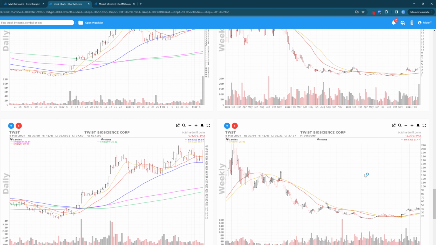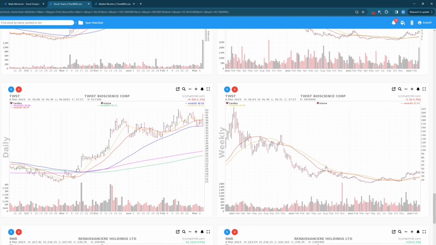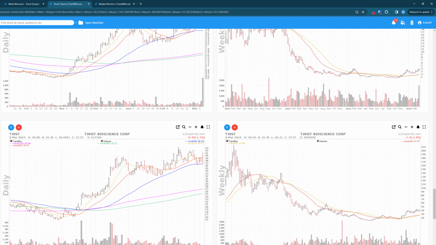TWST, it's the same. It can be the beginning of a new stage 2 uptrend, strong volume signs over here, and also on the daily. If it can get above this high, I want to see some tightening over here. This is too wide.